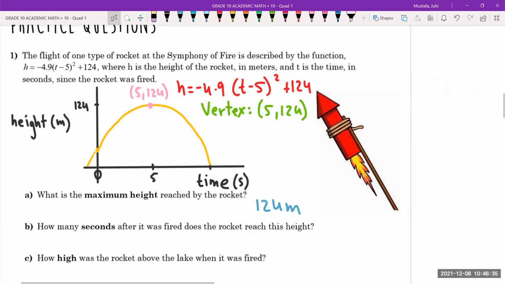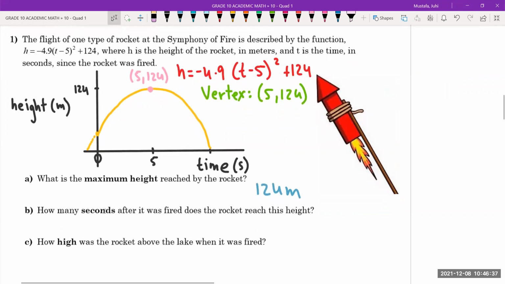Okay. Question B. How many seconds after the rocket was fired does the rocket reach the maximum height? Maggie? Yeah, of course. Krishna, what do you think? Exactly. So the question is asking, when did it reach this point here? You just look at your x-axis and you already figured out that the vertex is 5. So after 5 seconds, it's going to reach its maximum height. So again, no need for calculations. You're just reading it off the vertex.